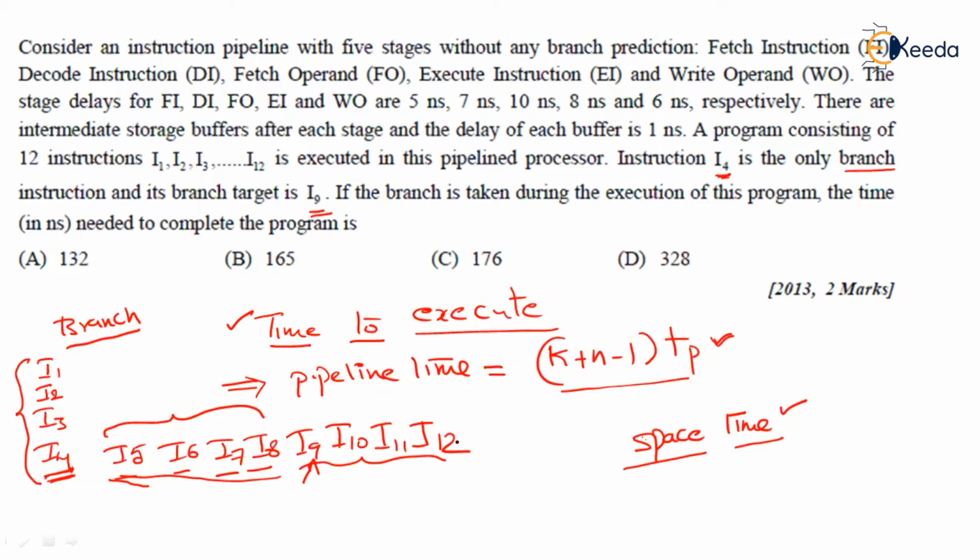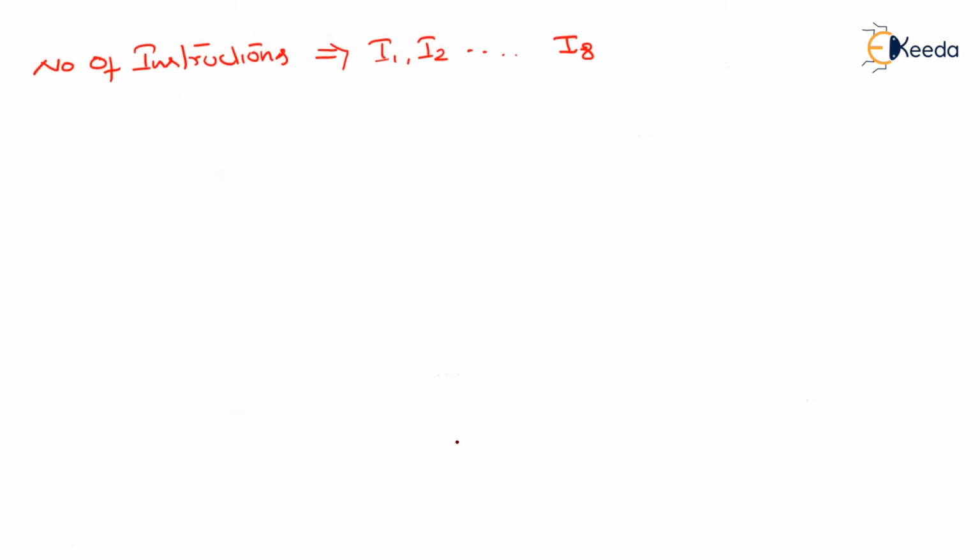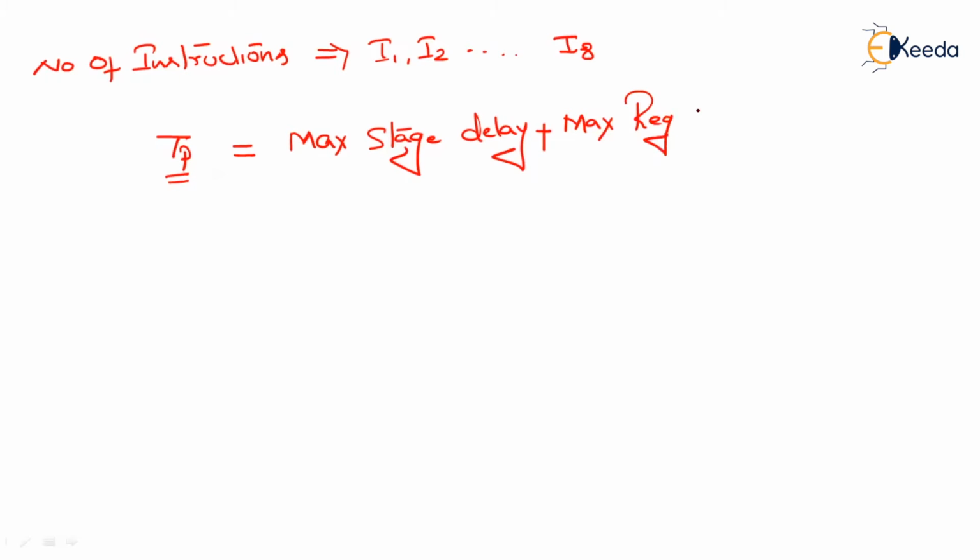Okay. Now, let us calculate the time TP. What is TP? TP is the time, the clock cycles that are required to execute one task. TP is the clock cycles that are required to execute one task, which is equal to max stage delay plus max register delay.